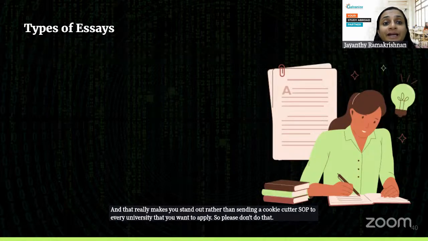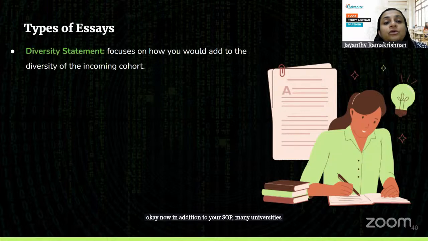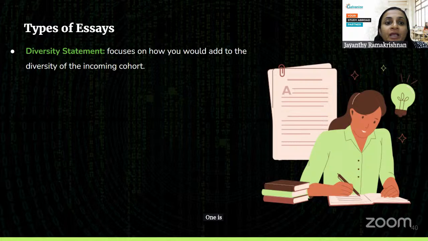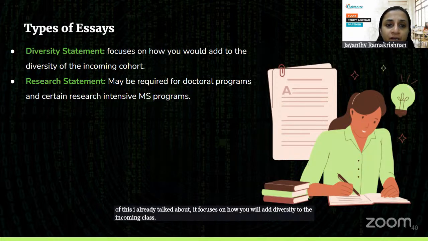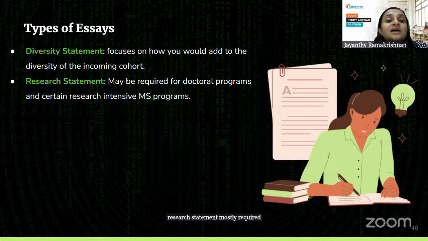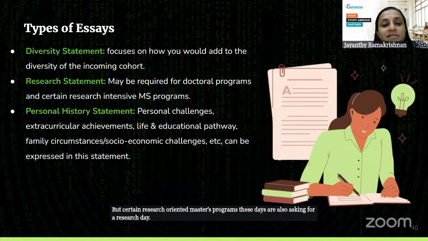Okay. Now, in addition to your SOP, many universities these days ask for a lot of additional essays. One is the diversity statement. Now, this I already talked about. It focuses on how you will add diversity to the incoming class. Research statement mostly required for doctoral programs, but certain research-oriented master's programs these days are also asking for a research statement. Okay. Personal history statement.